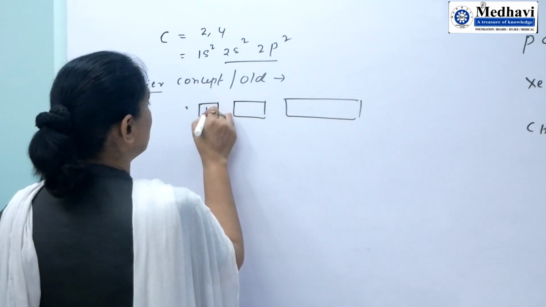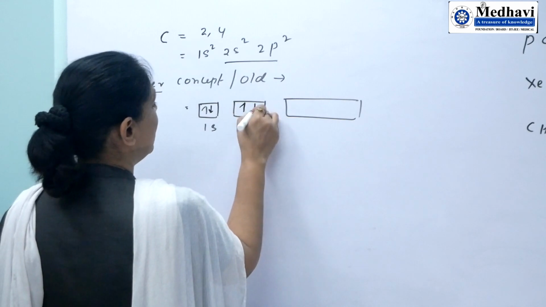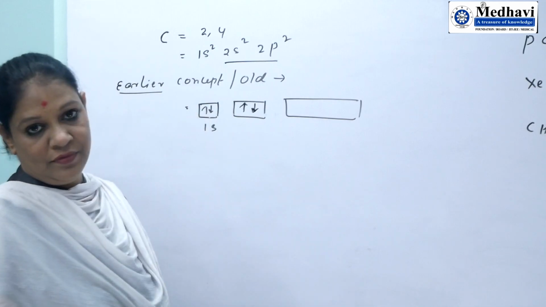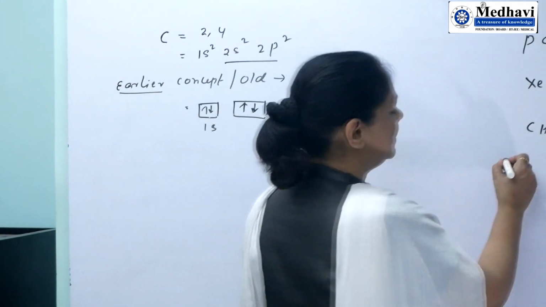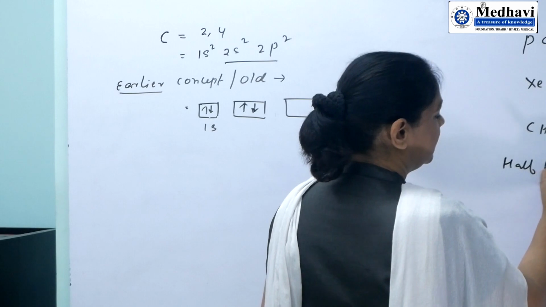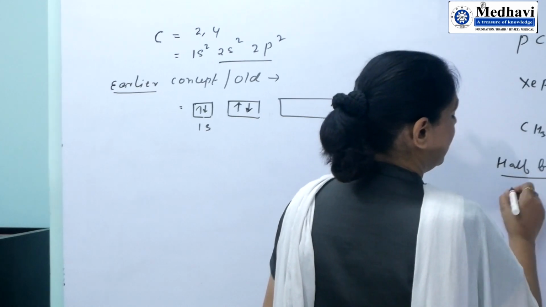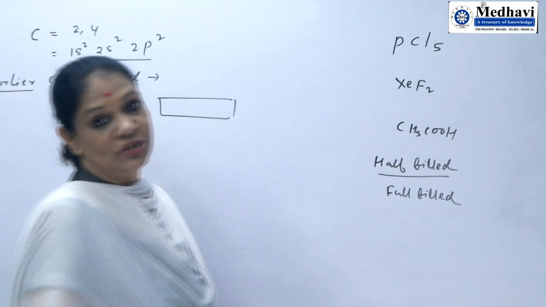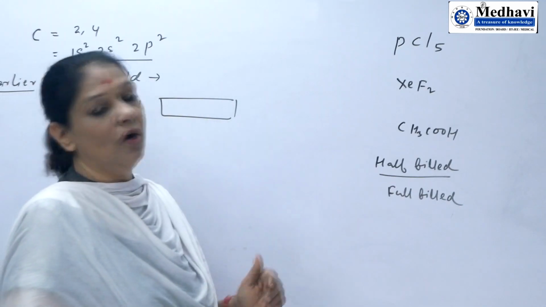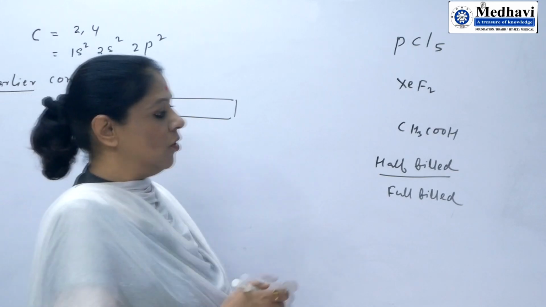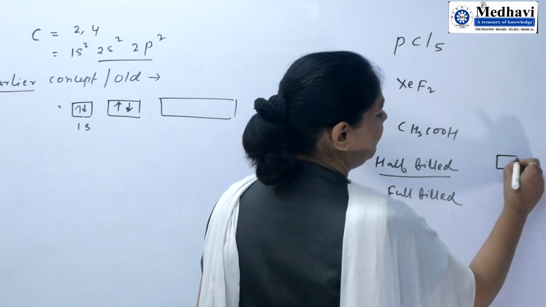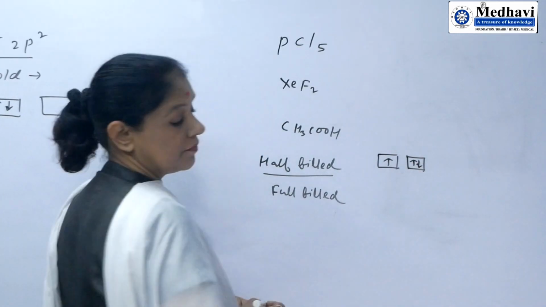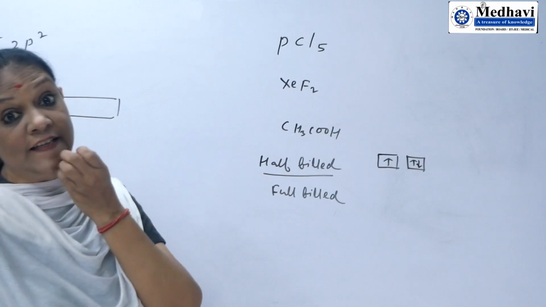Then you find that in 1s there are 2 electrons, in 2s there are 2 electrons. In chemistry language we will say it is full filled. There are the words half filled and full filled orbitals, very important. That I will explain when I go through atomic structure. For the s subshell, half filled is 1 and full filled is 2. For the p subshell, half filled is 3.